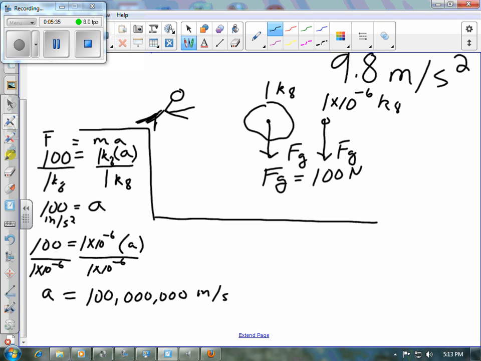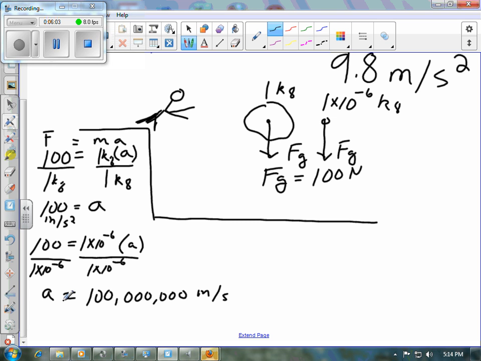So that's fast. And so obviously the force of gravity is not the same on every object. The force of gravity must be different because, what do we know about falling objects? They all fall at the same speed in a vacuum. Okay? They all fall at the same speed in a vacuum.